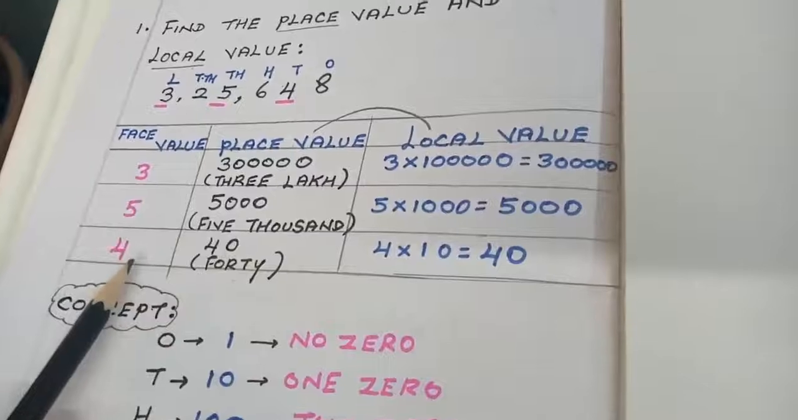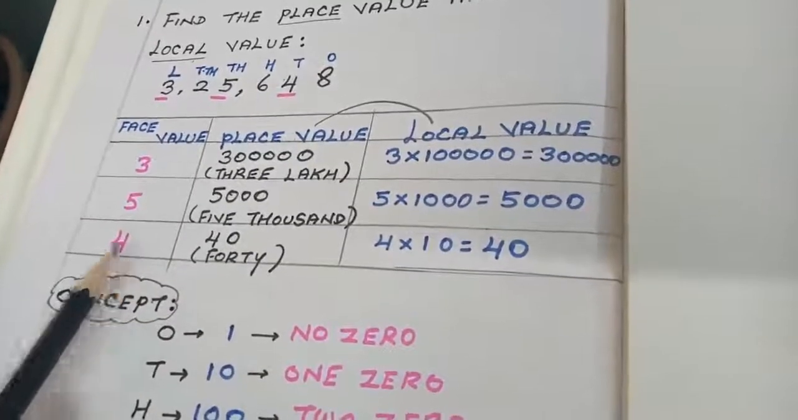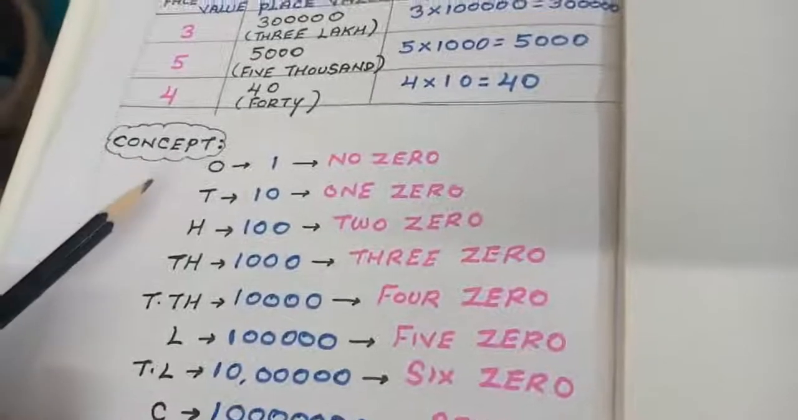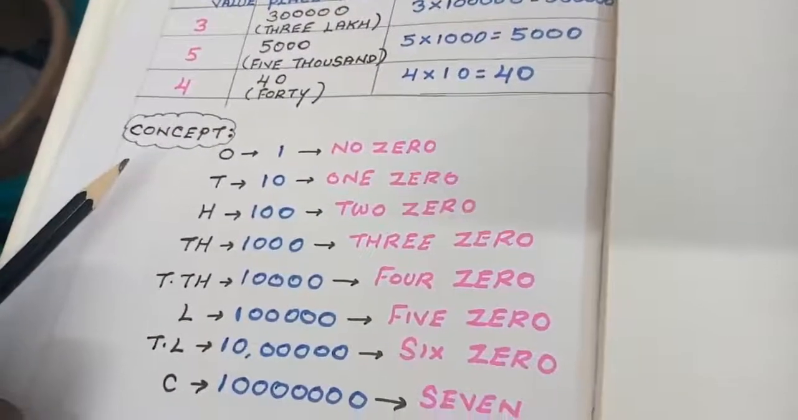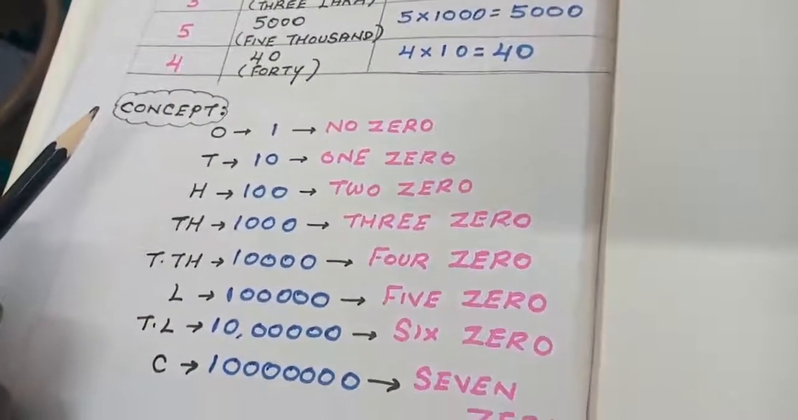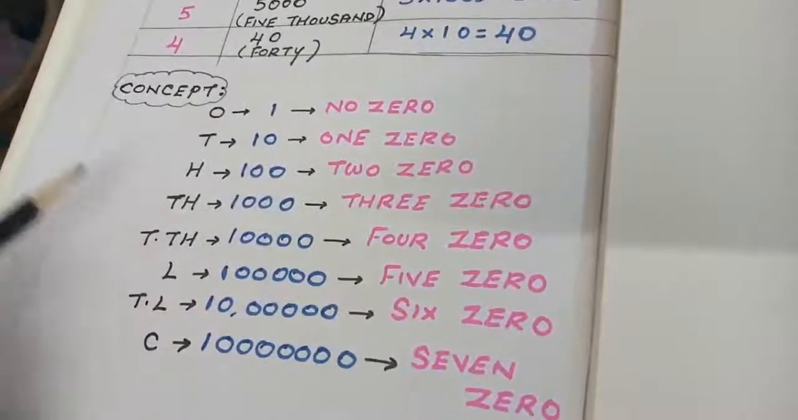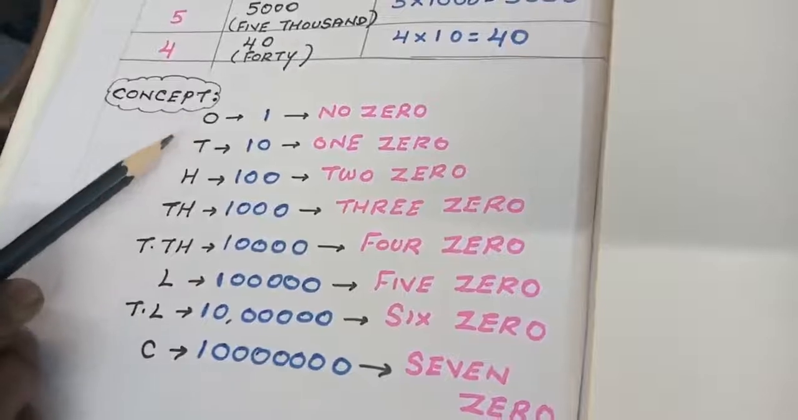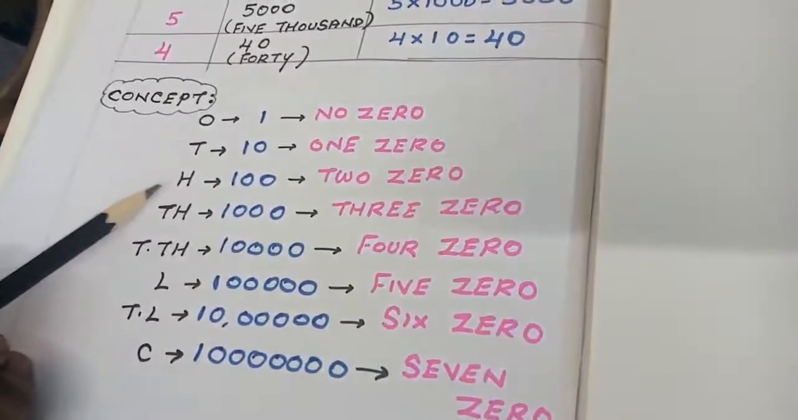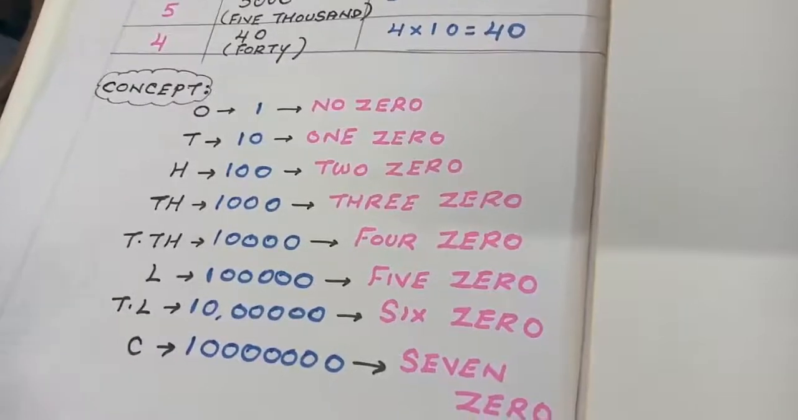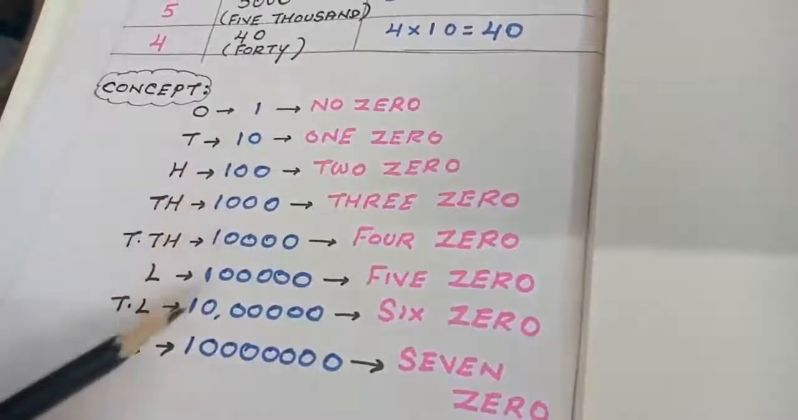So before doing this sum you have to be thorough with this concept. While you are marking the place value for a particular number, you have to keep this order in your mind: ones, tens, 100, 1000, 10,000, lakh, 10 lakh and crore. Just I have written it in the form of numbers.